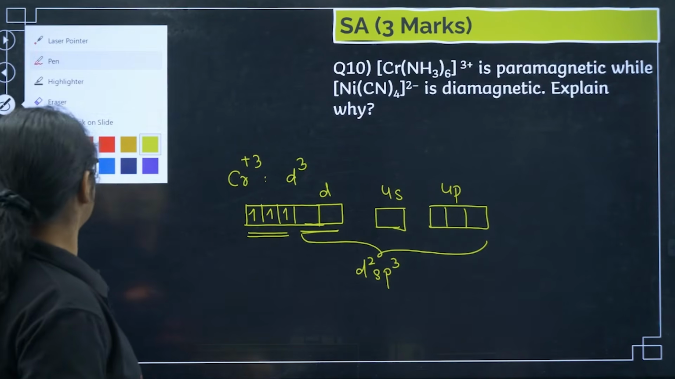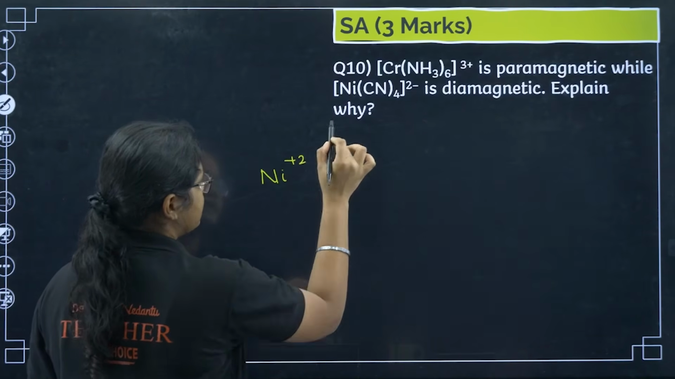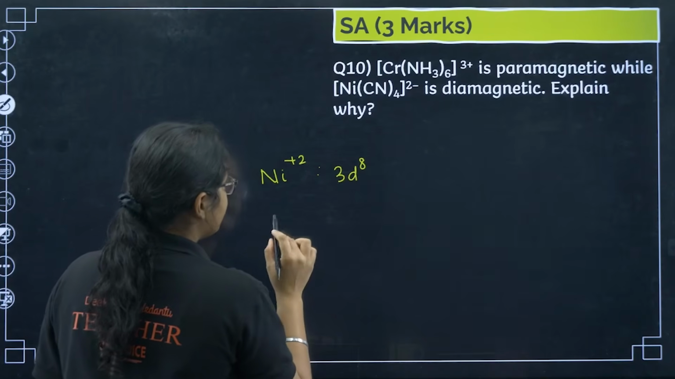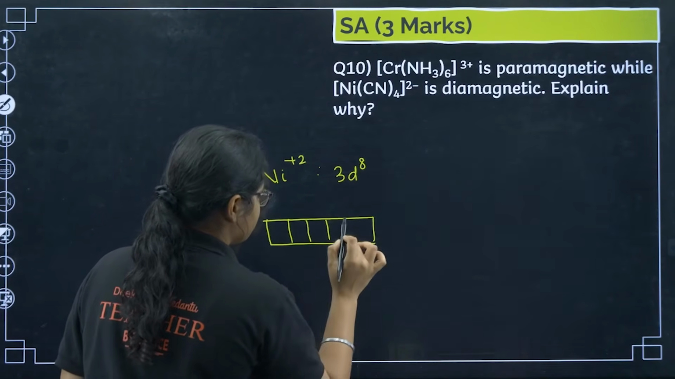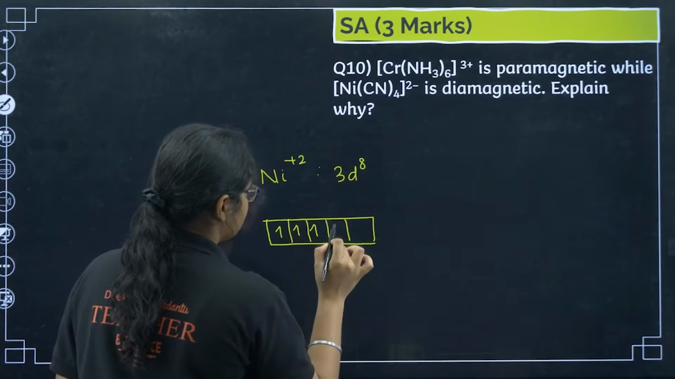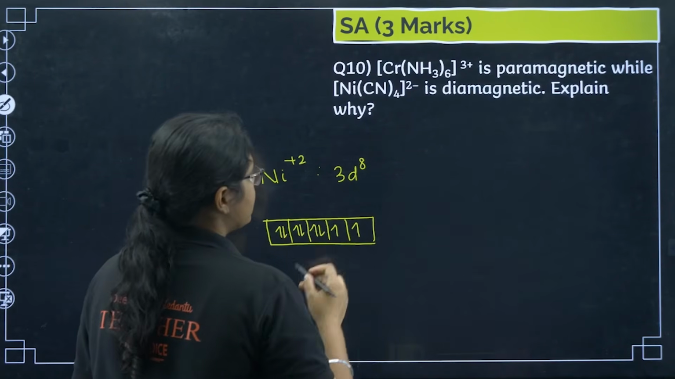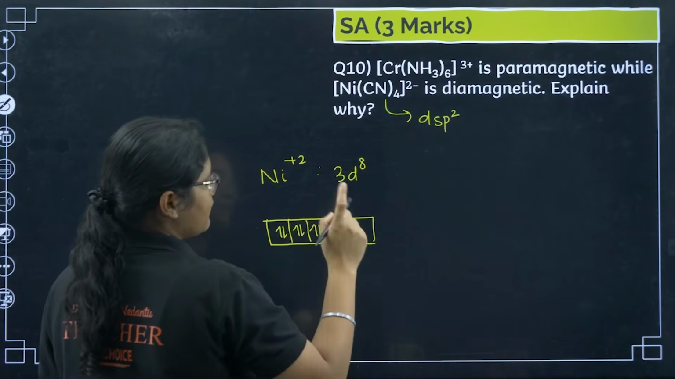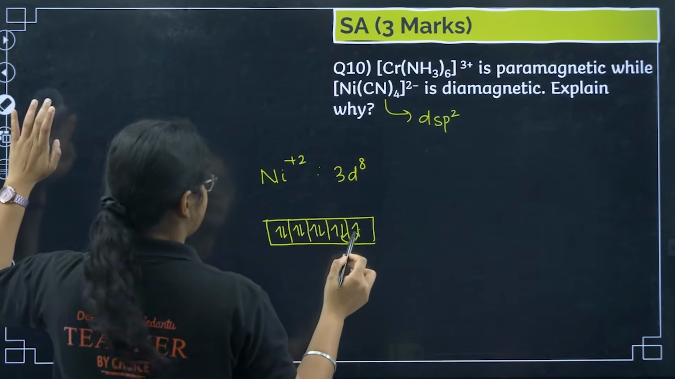Now if you see the case of [Ni(CN)4]2-, Ni is what? Plus 2 in this case, so it is 3d8. If you see, I have 1 2 3 4 5, so 1 2 3 4 5 6 7 8. So here I have dsp2 hybridization, so I need 1 d orbital, so that is why this pairing takes place and we get an empty orbital here.